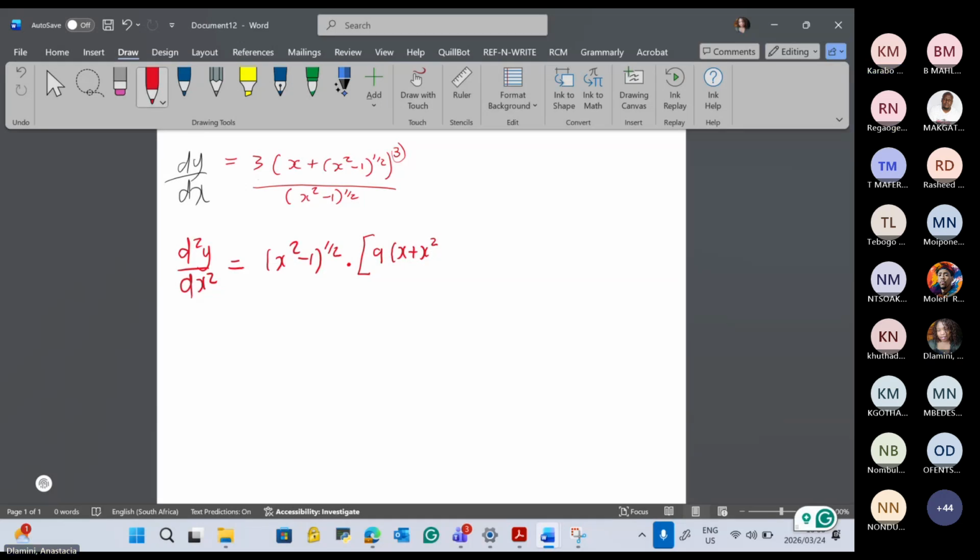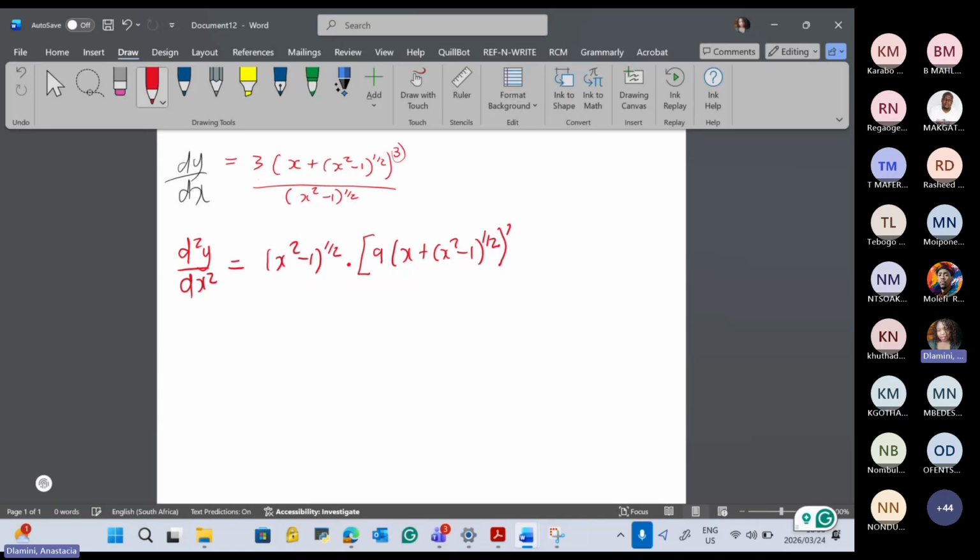Minus... what am I doing here? Okay. Yeah, I'm tired now. So it's x plus x squared minus 1 to the power of half, right? Squared. Yes. Am I right? That's correct. Yes, ma'am.